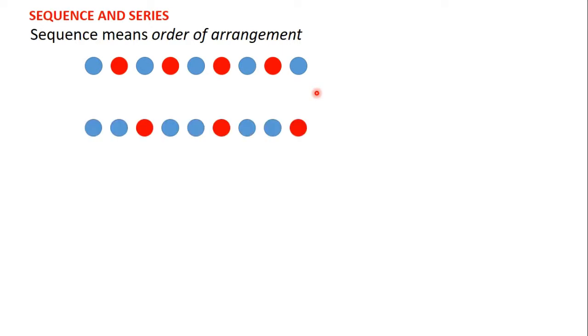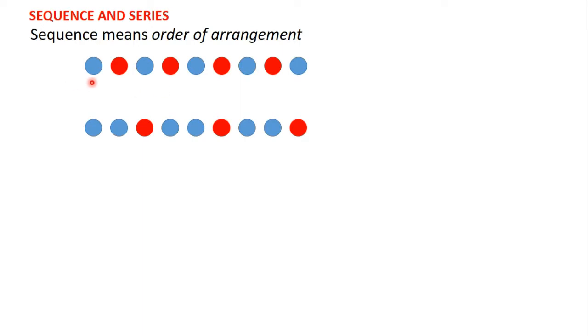Let's consider another diagram. In this diagram also, we have a group of red and blue balls, but they are arranged in a different order from the first group. In the first group, we had a blue ball, then a red ball, a blue ball, then a red ball. But in the second group, we have two blue balls, then a red ball, two blue balls, then a red ball. Now, if you study the balls in each group very carefully, we can see that they are arranged in a specific order or using a specific pattern. We can study this pattern and then use it to determine the color of the next ball.